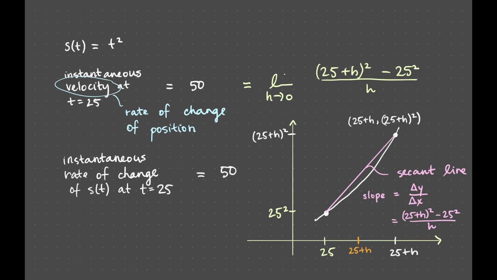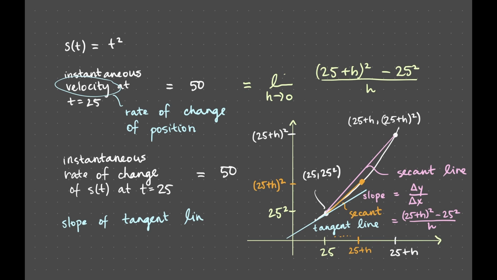Taking h to be smaller gives another secant line, one which approximates the instantaneous rate of change even better. By taking h smaller and smaller then, these secant lines tend to converge to a line touching the graph at a single point, namely at the point (25, 25 squared). This limiting line is called the tangent line to the graph at the point t equals 25. Its slope, which is the limit of the slopes of the secant lines, is exactly the same limit that we computed when we found the instantaneous velocity. In other words, the slope of this line is the instantaneous velocity, or the instantaneous rate of change of s of t at t equals 25.